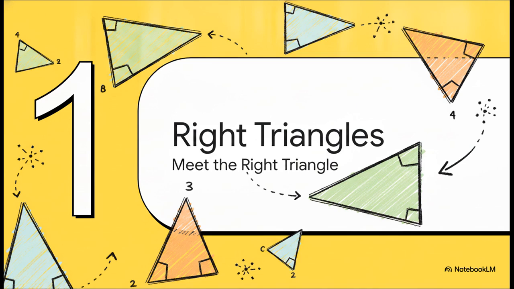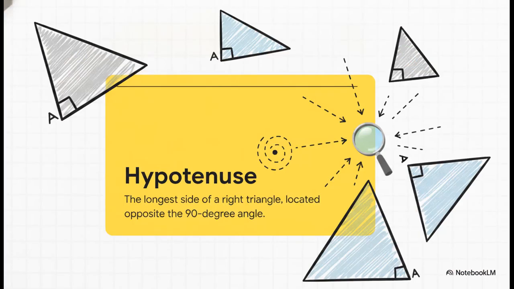Meet the right triangle. Before we can pull off any math magic, we really need to understand the stage we're working on, right? The right-angled triangle is basically the main character of this entire chapter, and getting to know its parts is absolutely non-negotiable. Our anchor point here is the hypotenuse. It is always the longest side, and you're going to find it sitting directly across from that 90-degree angle. So, a pro tip for you. Whenever you look at a brand new triangle problem, find the hypotenuse first. It literally grounds everything else we're going to do.